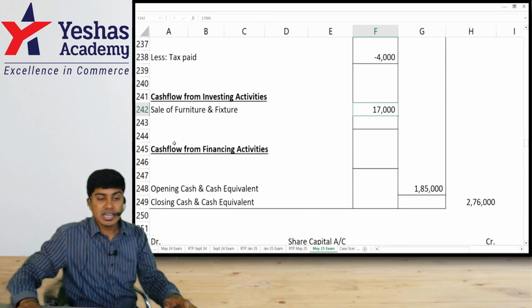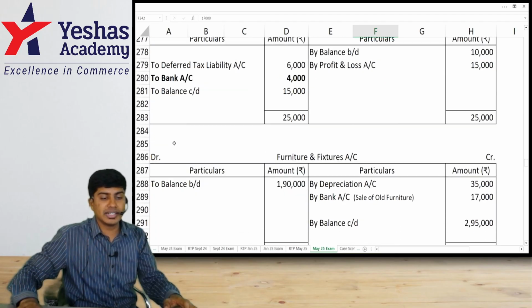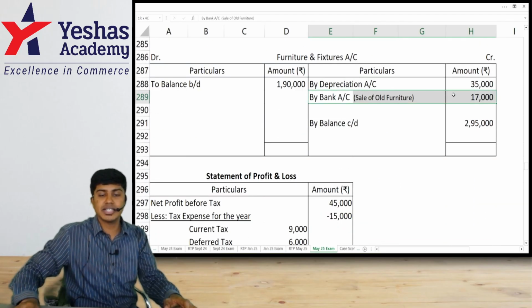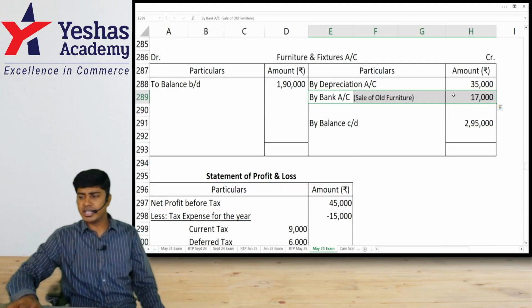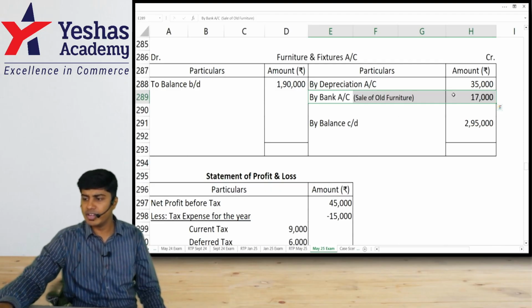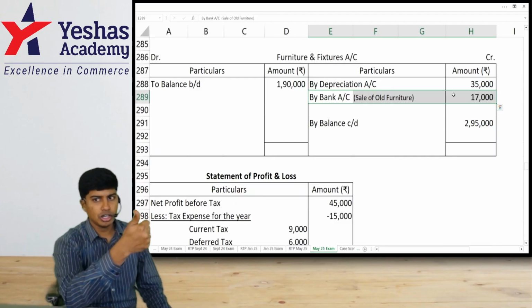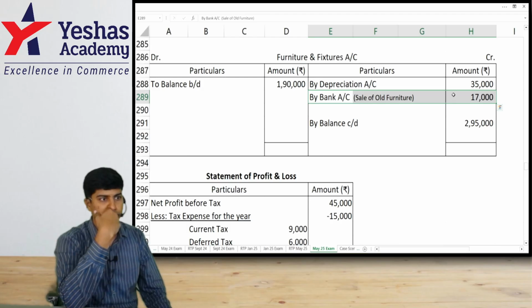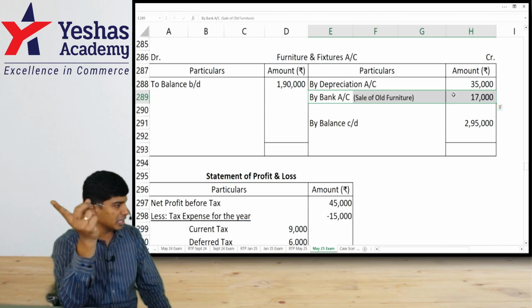Everybody got this? Next thing that you have to notice, they've told that this asset is sold at profit. Asset is sold at profit. What is the journal entry for sale of asset at profit? Very simple. Bank account debit to asset to P&L. Am I right? In P&L, it should come on the credit side.